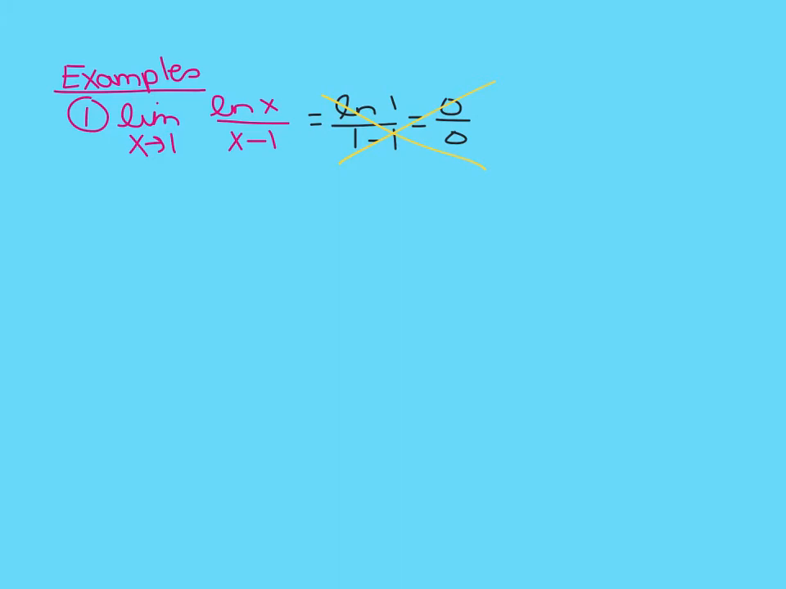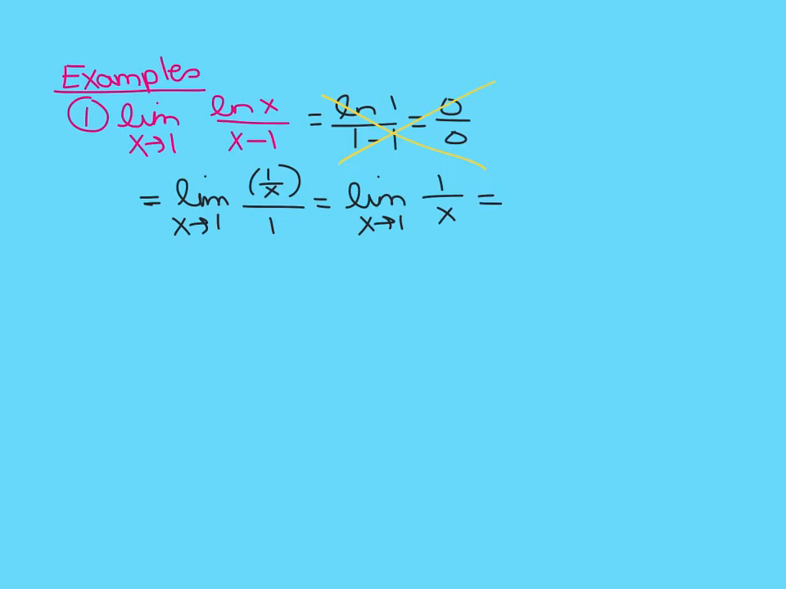So now that I've determined that it's indeterminate, I am going to take the derivative of my numerator, and I'm going to take the derivative of my denominator. So the derivative of my numerator is 1 over x. The derivative of my denominator is 1. I end up getting the limit as x approaches 1 of 1 over x.